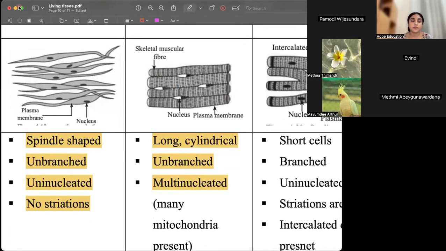Multinucleated. Give me 1 second, Lamai. Okay, Lamai.